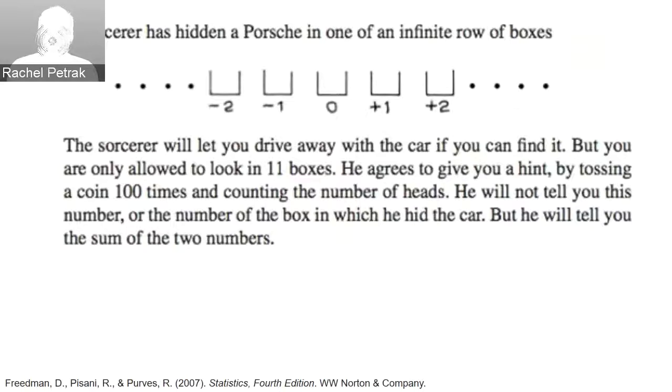And here we have our last problem, which is pretty fun. A sorcerer has hidden a Porsche in one of an infinite row of boxes. The sorcerer will let you drive away with the car if you can find it, but you are only allowed to look in 11 boxes. He agrees to give you a hint by tossing a coin 100 times and counting the number of heads. He will not tell you this number or the number of the box in which he hid the car, but he will tell you the sum of the two numbers.